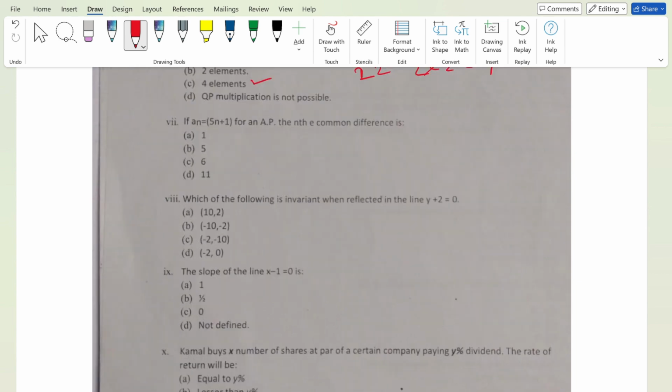Next question is arithmetic progression, AP, question number 7. An equals 5n plus 1, that means A2 equals 10 plus 1, which is 11, and A1 equals 5 plus 1, which is 6. So the difference is 11 minus 6, which is 5.